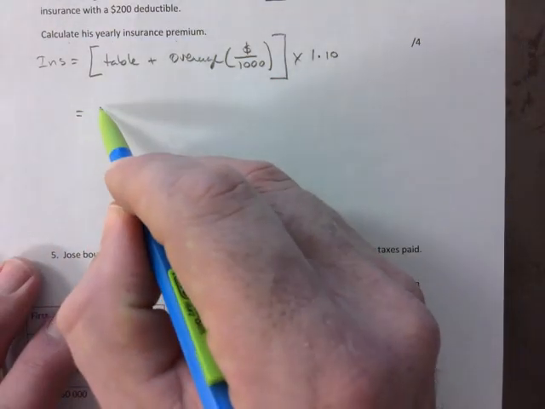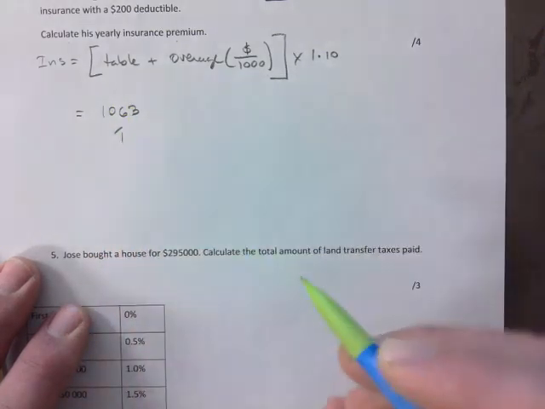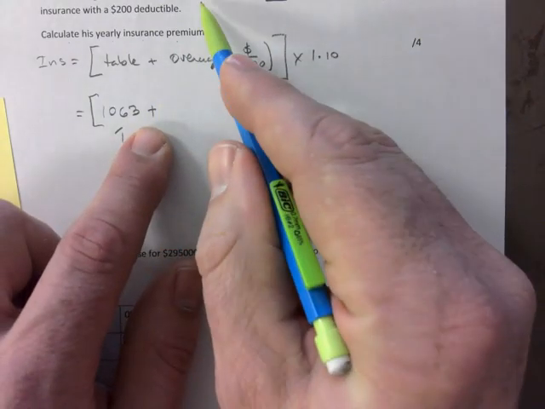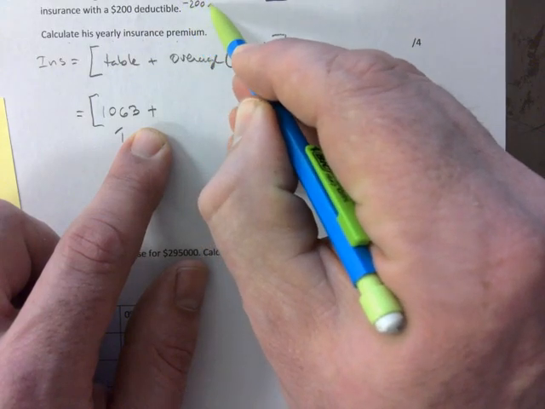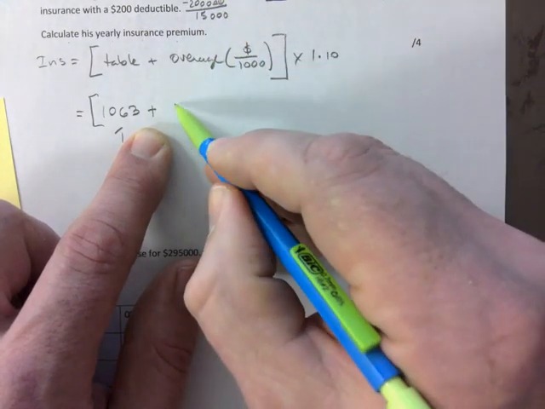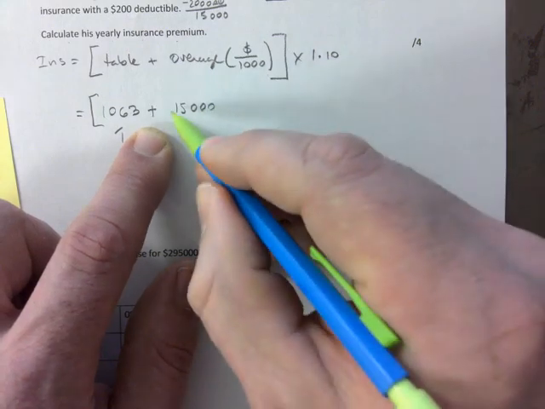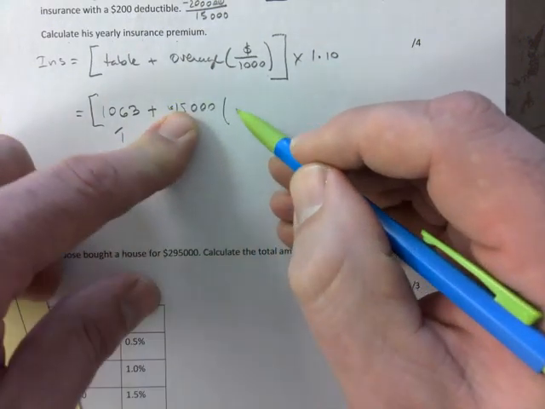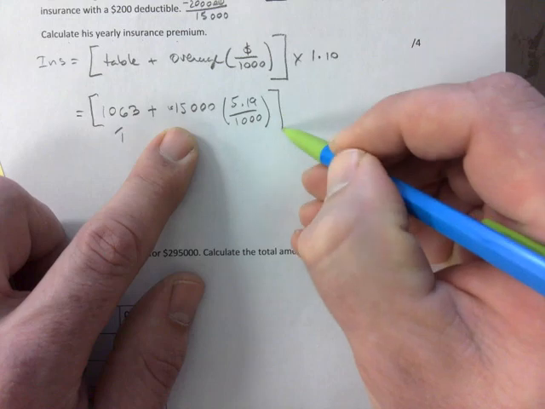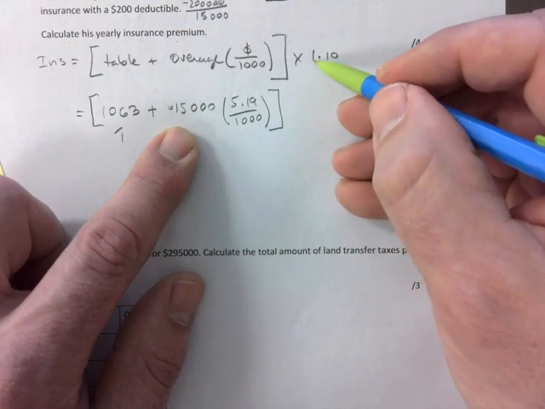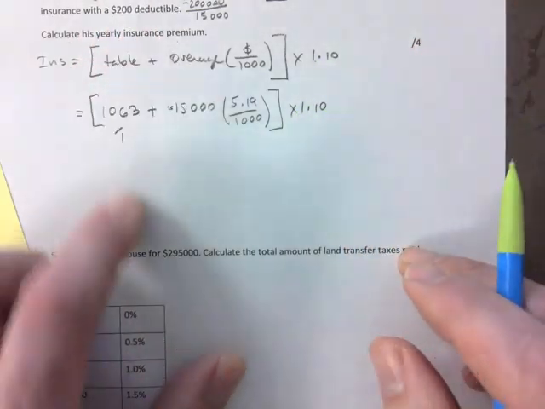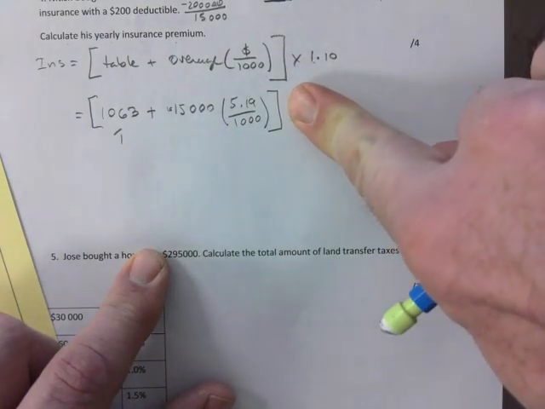So here's where the breakdown comes in. 1,063 gets you a mark already, if you have that number show up somewhere. Plus, how much are you over by? It's actually fairly simple to do this, right? You're over by $15,000. So you need to buy additional insurance. So 15,000 times 519 per thousand. Square bracket. Do I need to multiply by 1.10? Yes, because of that. If they had asked for $500 deductible, omit this step.